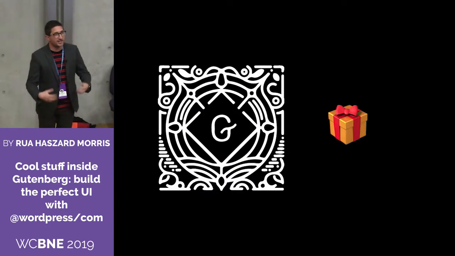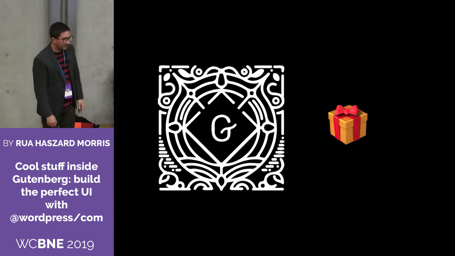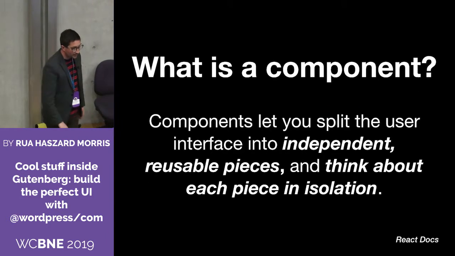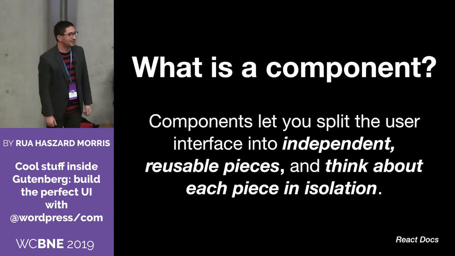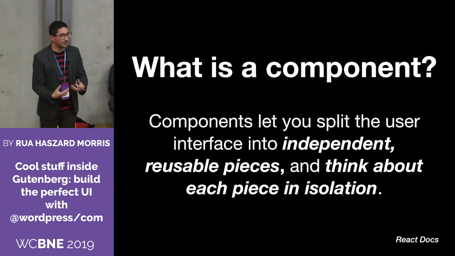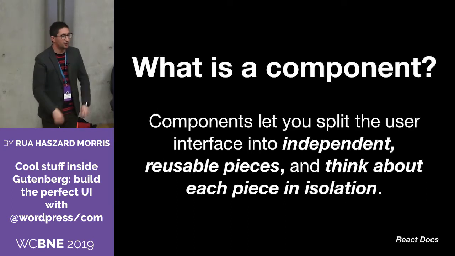So Gutenberg, as we all know, is the block editor, but it's more than just the block editor. It's actually a code library full of useful things that you can use. And so I'm talking about one specific thing in particular today in this talk. I'm talking about components. Before we launch into that, let's talk about what components are. I've got this definition out of the React documentation. Components let you split your user interface into independent, reusable pieces. And this is the most important part for me: they let you think about each piece in isolation. So you can break down your user interface or your software into smaller chunks that you can then trust and rely on to do a particular job.